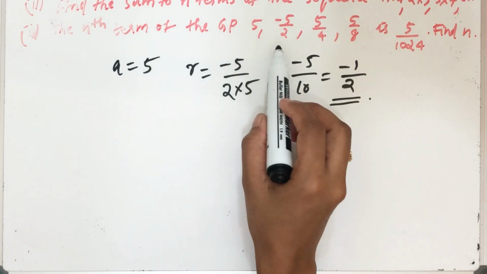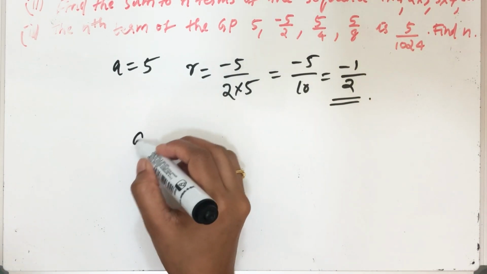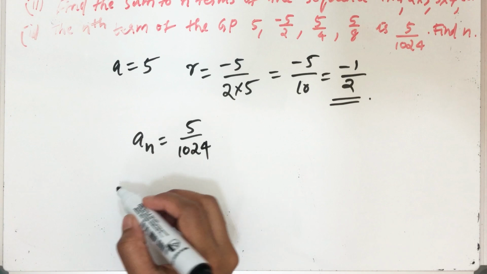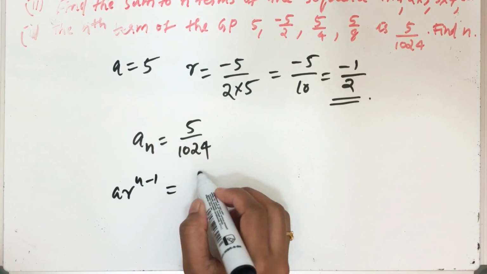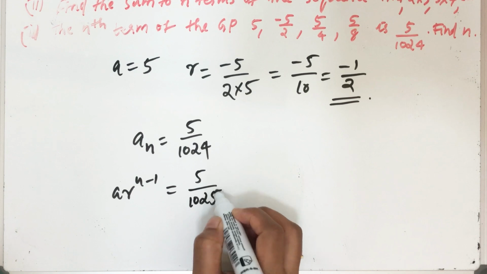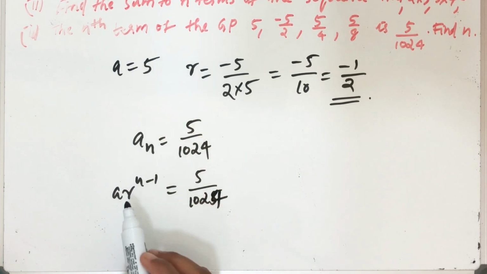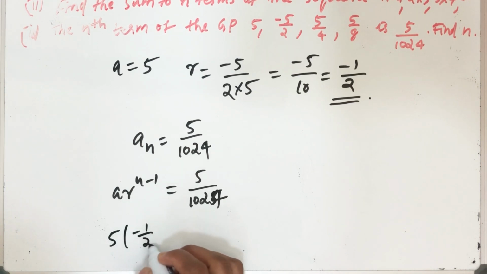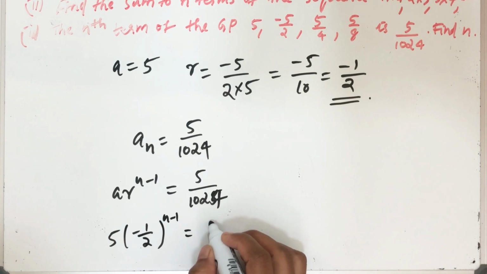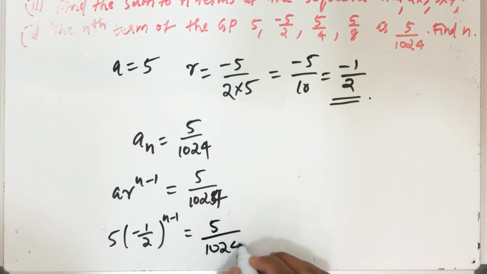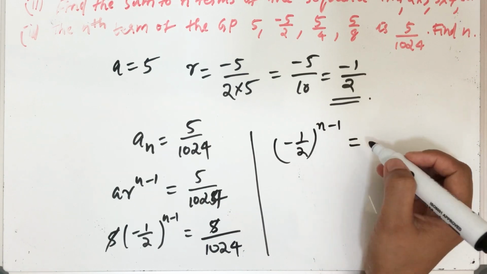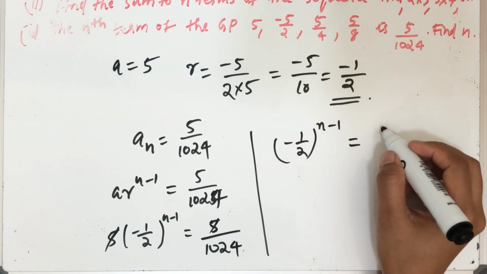Here given the nth term is 5 by 1024. That is an is equal to 5 by 1024. We have to find n. We know an is ar raised to n minus 1, which is equal to 5 by 1024. We know a is equal to 5 and r is equal to minus 1 by 2. That is 5 into minus 1 by 2 the whole raised to n minus 1 is equal to 5 by 1024. Here we can cancel 5 and 5. That is minus 1 by 2 the whole raised to n minus 1 is equal to 1 by 1024.